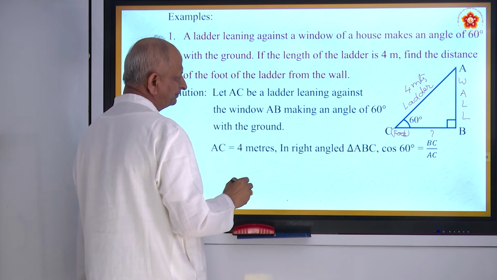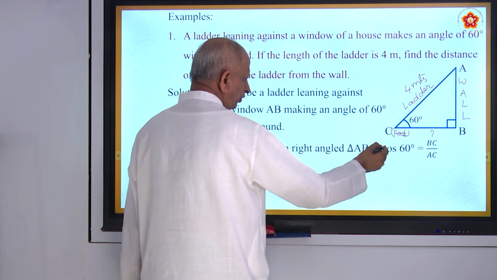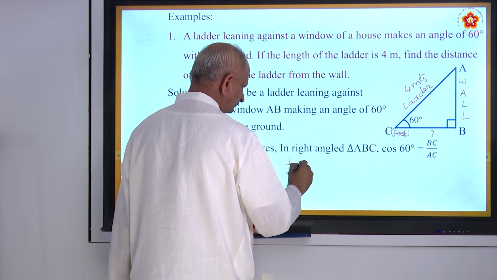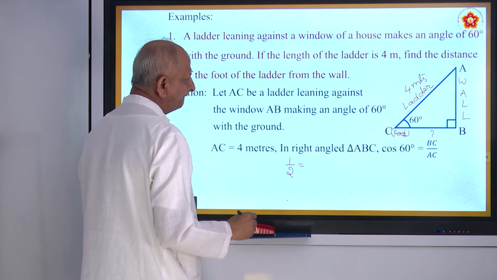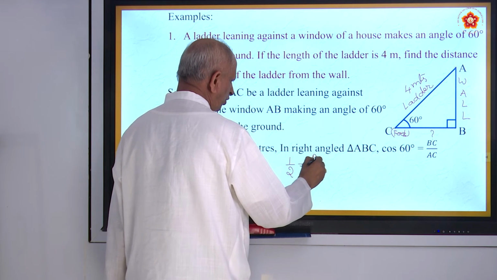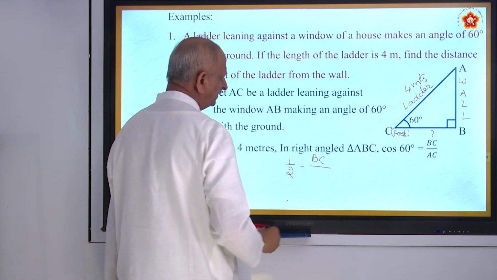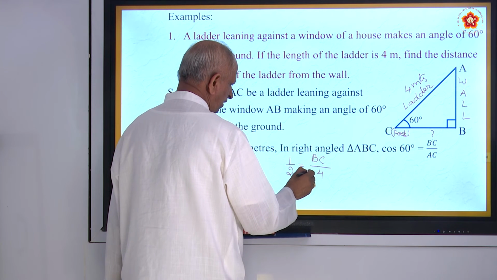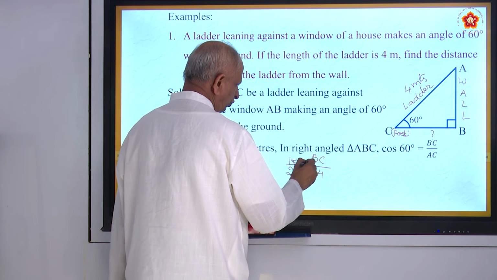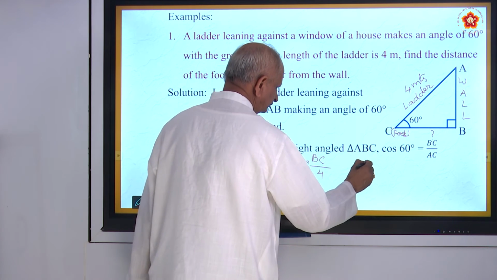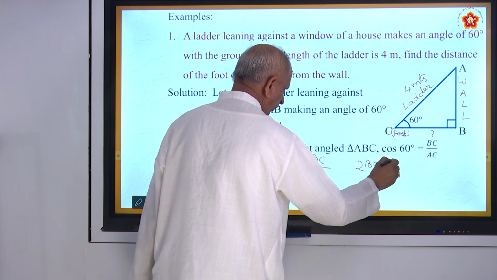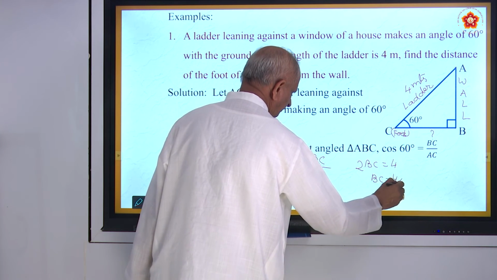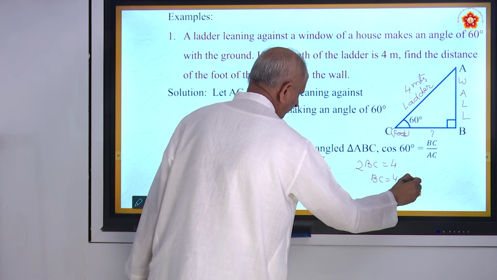Now what is BC? You don't know. What is the value of cos 60? Cos 60 is half, which is equal to BC, which we don't know, divided by AC. AC is 4 meters. So you have 2 BC is equal to 4. BC is equal to 4 by 2, that is 2 meters.